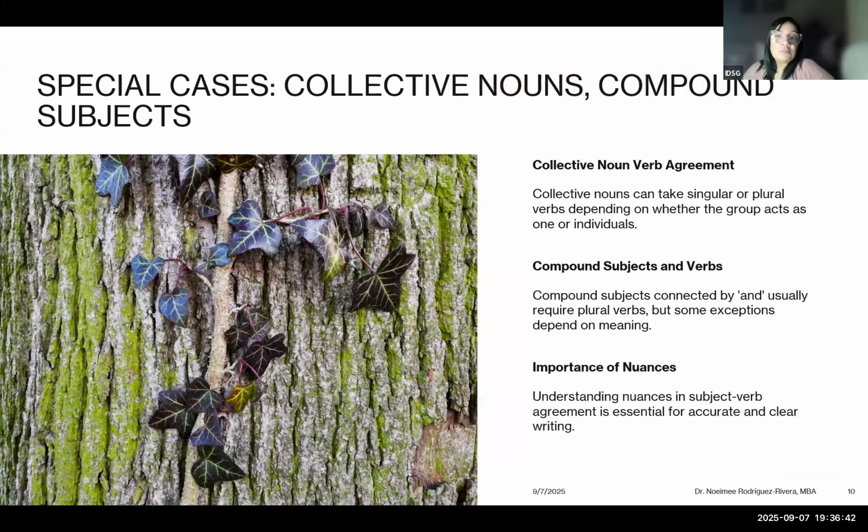Collective nouns like team may take singular or plural verbs depending on the meaning. Compound subjects connected by and usually take plural verbs, but exceptions exist. Understanding these nuances is key to accurate writing.